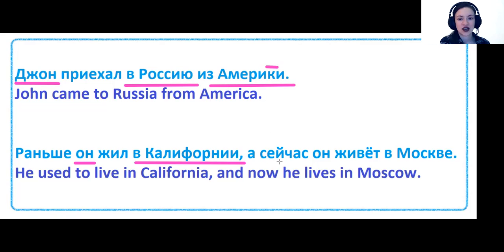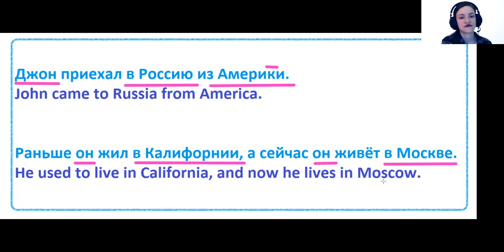А сейчас он живет в Москве. Он, again, nominative, subject, в Москве, prepositional case. Because he lives inside of Moscow, right? He doesn't move from Moscow to St. Petersburg, right? He's inside. So here you can ask me a good question.